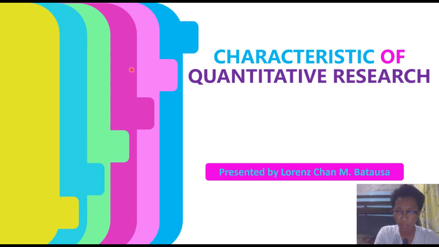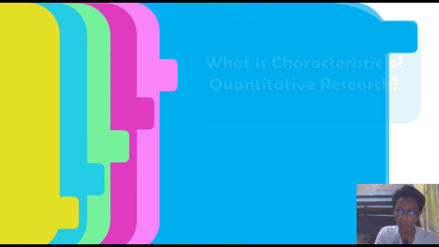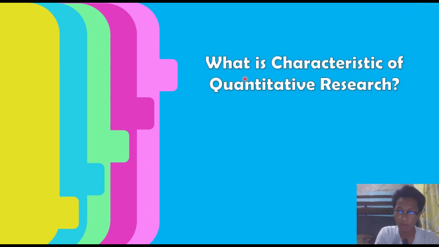So welcome to Practical Research 2. So we're gonna discuss about characteristics of quantitative research. What is characteristic of quantitative research? Characteristic of quantitative research is objective, uses numerical data, and follows a structured method. It involves a large sample, uses standardized tools, and applies statistical analysis. It tests hypotheses, is replicable, and follows a deductive approach to explain or predict patterns and relationships.